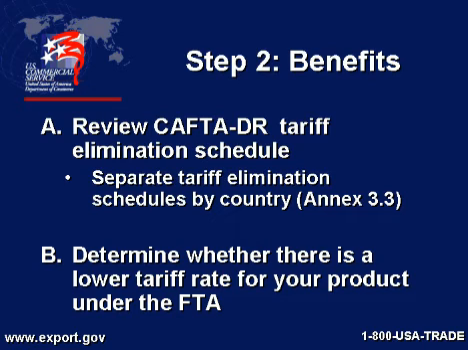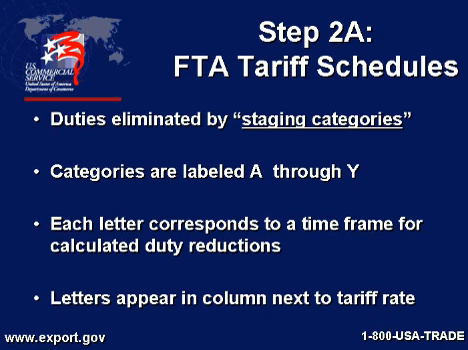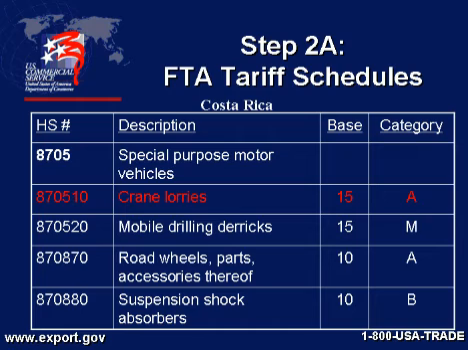So the first step will be to look at the duty benefits. Each free trade agreement has a tariff elimination schedule. Under the CAFTA-DR, there are separate tariff elimination schedules for each country. And so you'll look at this schedule to determine what the duty rate will be under the agreement. The tariff elimination schedules are set up by staging categories. These categories are labeled as A through Y, and each letter will correspond to a time frame for the calculated duty reduction. And these letters will actually appear within the tariff schedule, as you'll see. I have an example in this next slide.